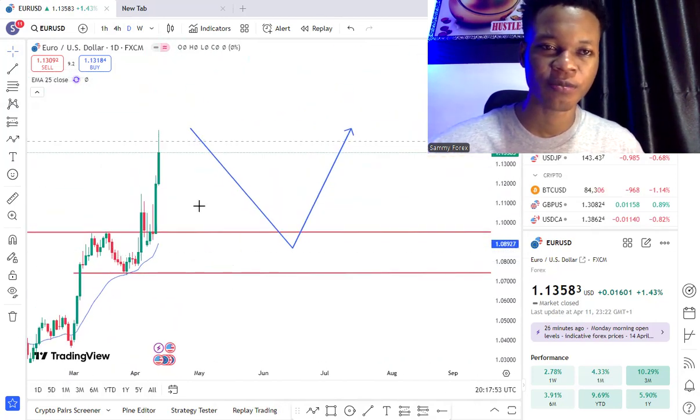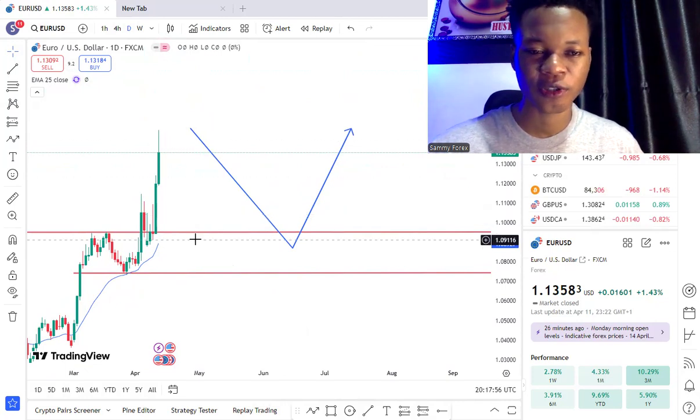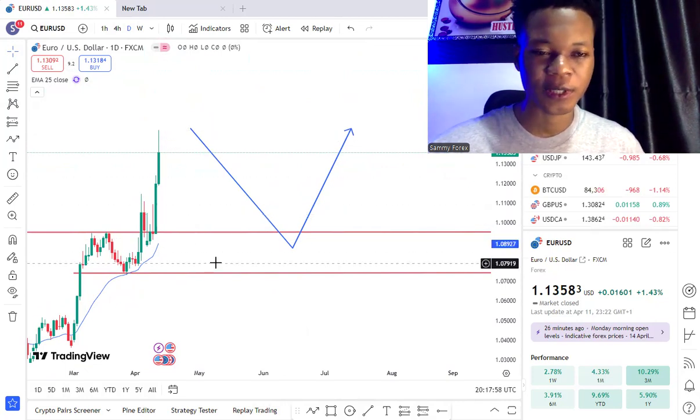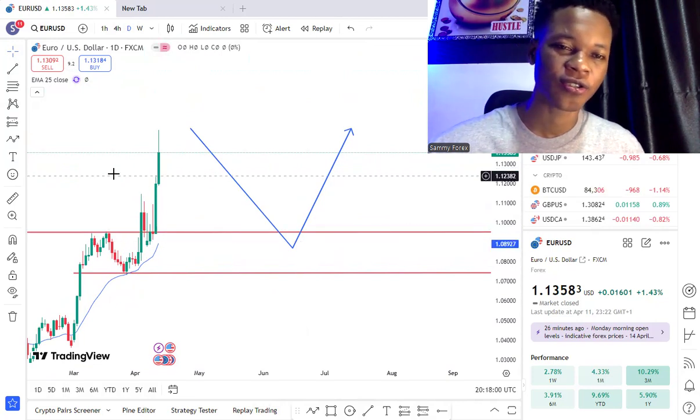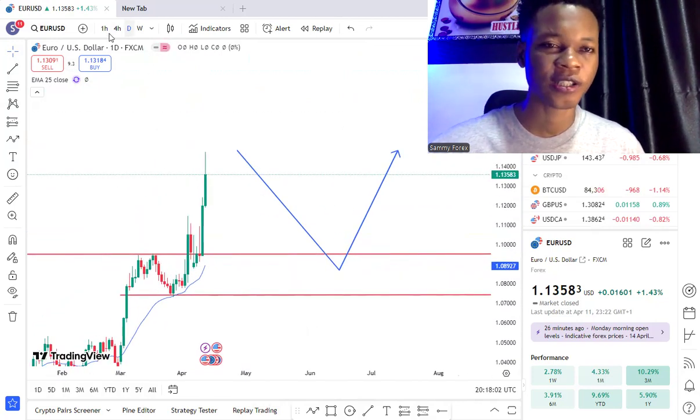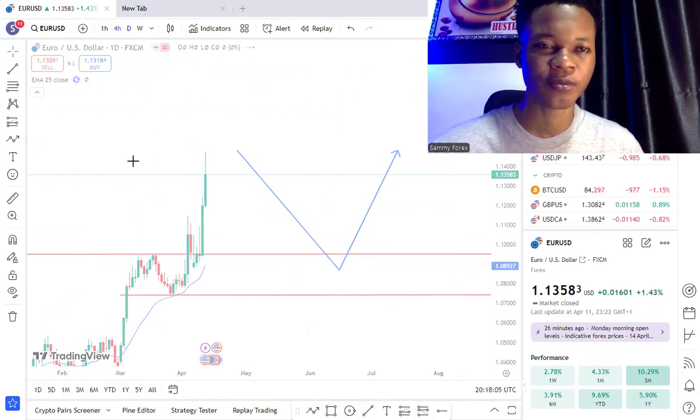So just know that EURUSD is bullish. All you have to do is wait for a retracement. You can scalp a sell back here and then continue going. Just be bullish, just the bullish.